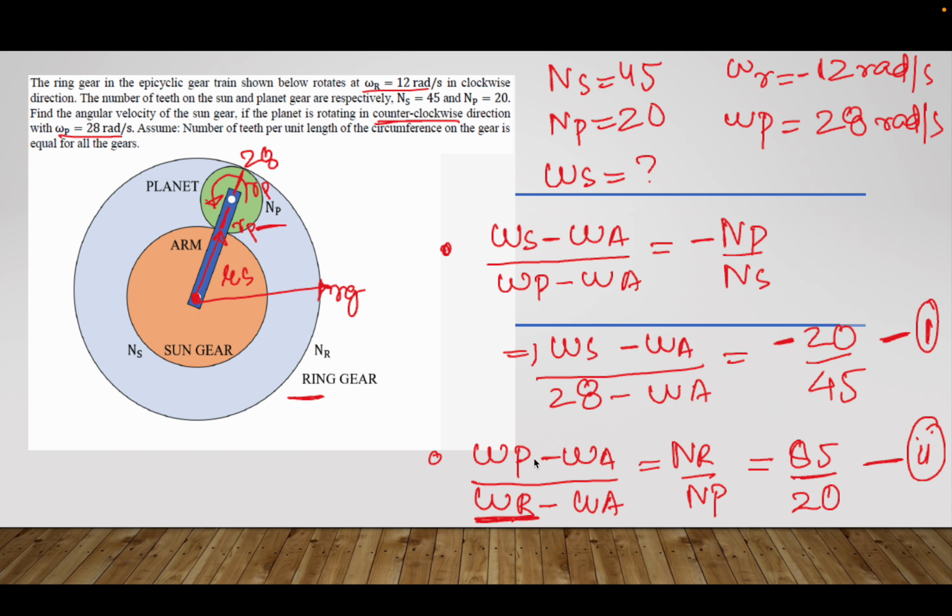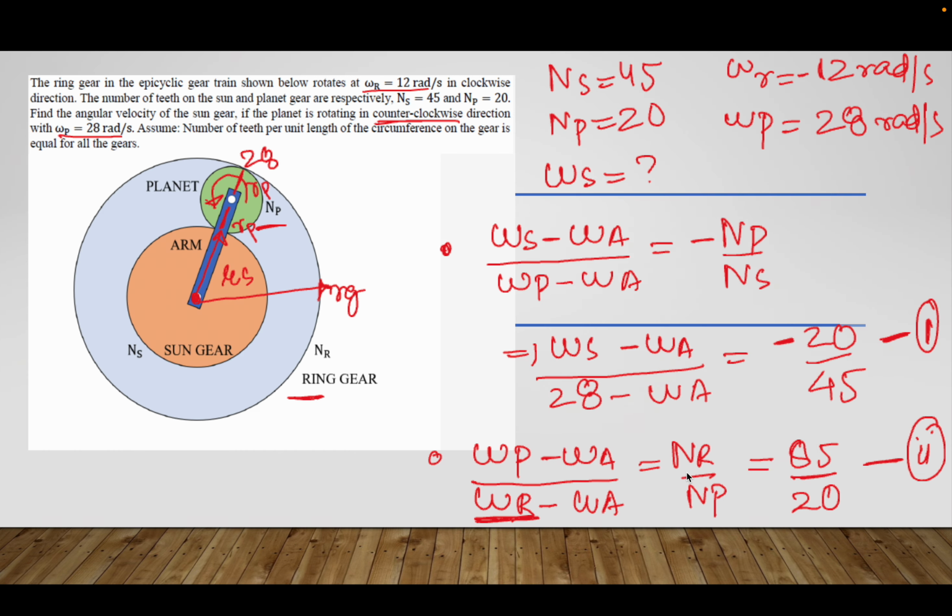So I can write (omega P minus omega A) upon (omega R minus omega A) is equal to NR upon NP. We have derived this in class as well, so you know why here we do not have a negative sign. So here NR and NP both are given, so it is 85 upon 20.